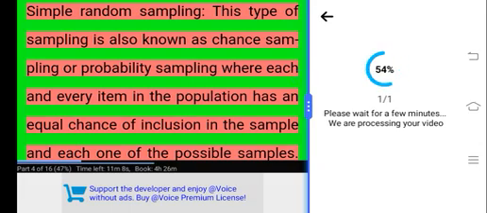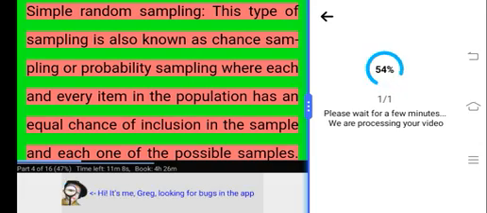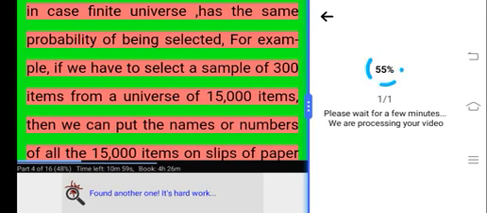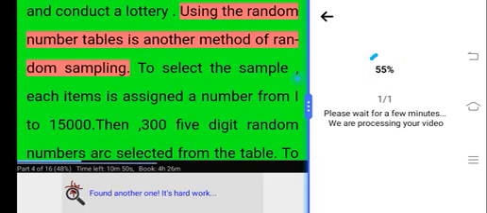Simple random sampling. This type of sampling is also known as chance sampling or probability sampling, where each and every item in the population has an equal chance of inclusion in the sample. In case of a finite universe, each of the possible samples has the same probability of being selected. For example, if we have to select a sample of 300 items from a universe of 15,000 items, then we can put the names or numbers of all the 15,000 items on slips of paper and conduct a lottery. Using random number tables is another method of random sampling.